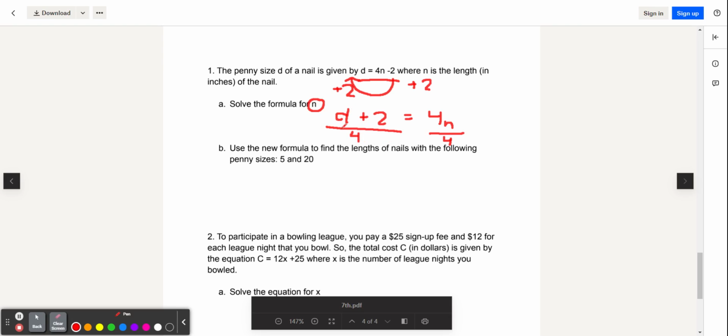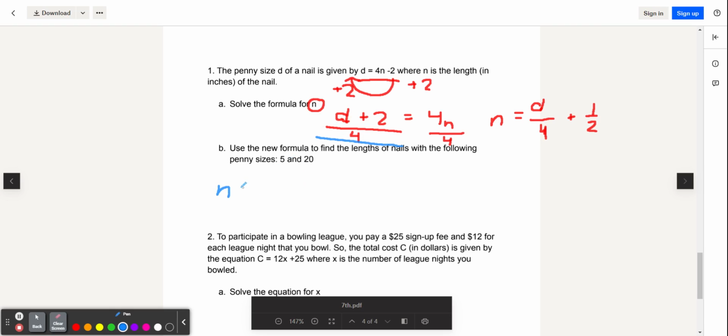We can leave the left side as d plus 2 over 4, or you can write it as d over 4 plus 1/2. Either way works. They are the exact same. This and this, exact same. Now, use the new formula to find the lengths of the nails with the following penny sizes, 5 and 20. I'm going to use this one right here because I find it easier.